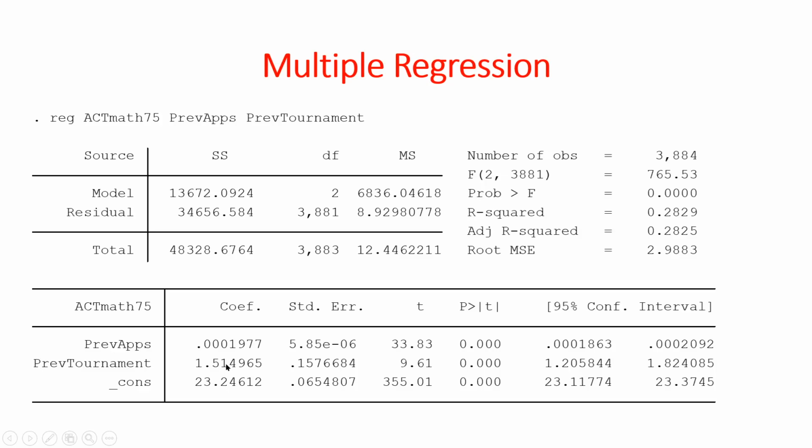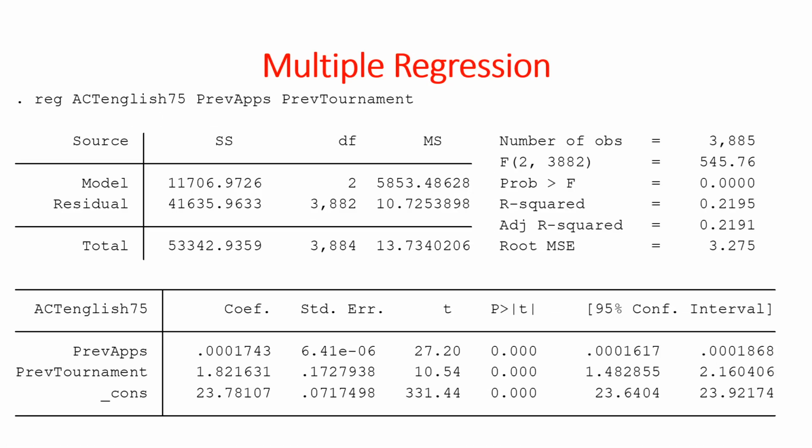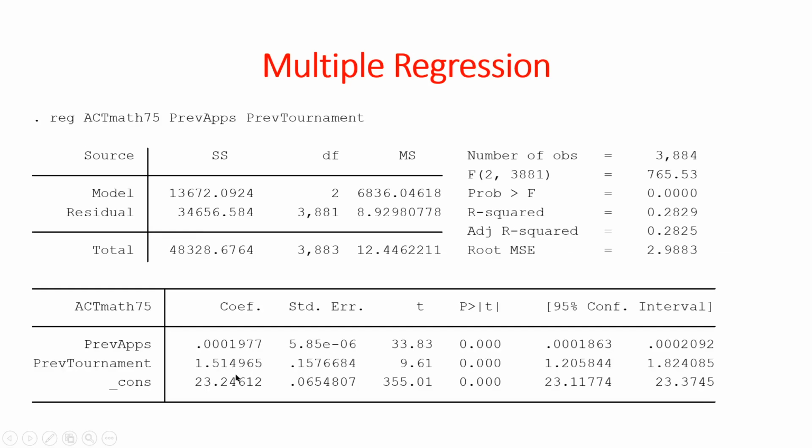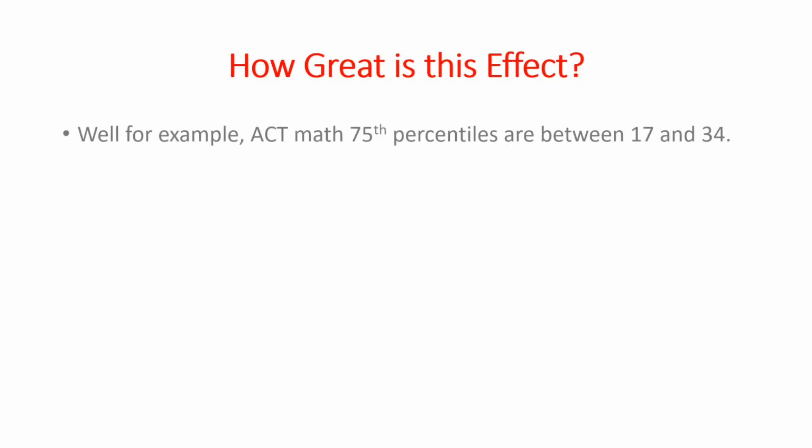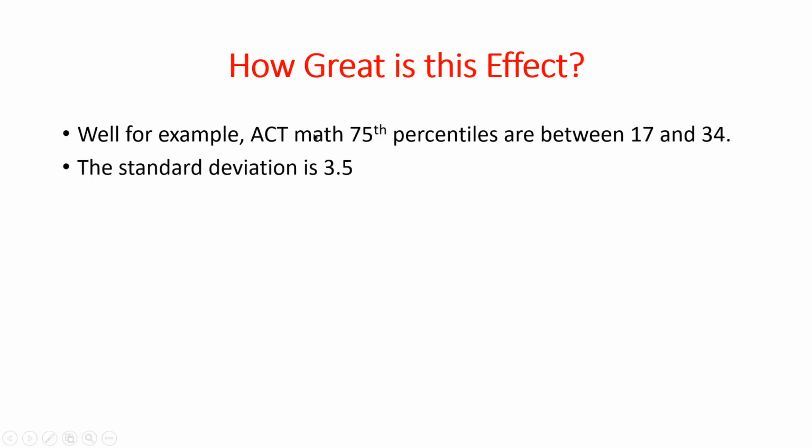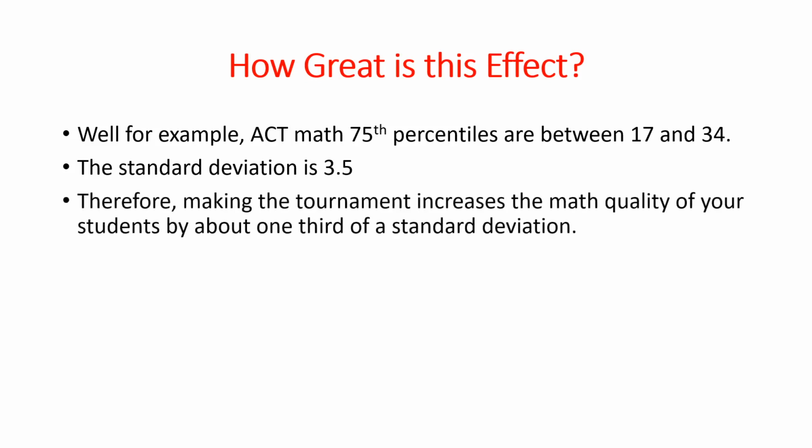Now I'm not including a lot of other controls here. It looks like similar effects also for English. So how great is this effect? Well, the standard deviation is 3.5, so an increase of 1.5 is more than a third of a standard deviation increase, which is pretty big, right? More than a third, it's a pretty sizable effect, right?